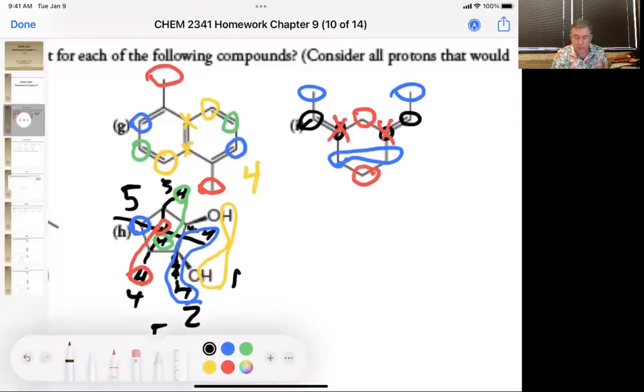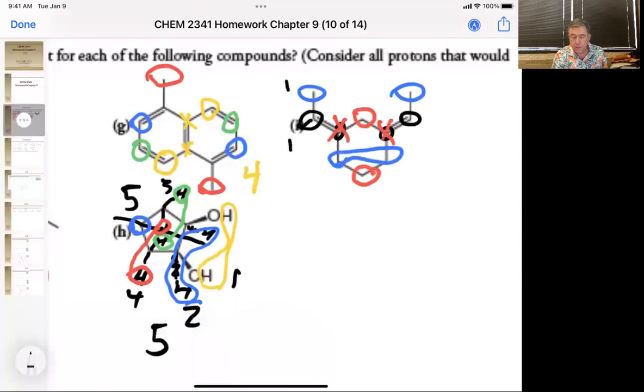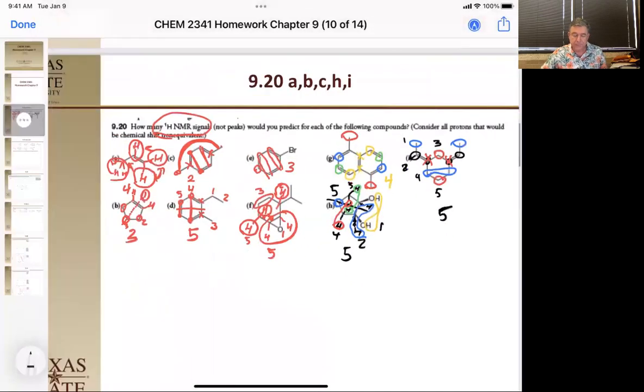So if we add those up, we have one signal for those methyl groups, one signal for this sp2 hybridized carbon with a hydrogen on it. So that's going to be 2, this is going to be 3, 4, and 5. And again, 5 signals for our proton NMR.